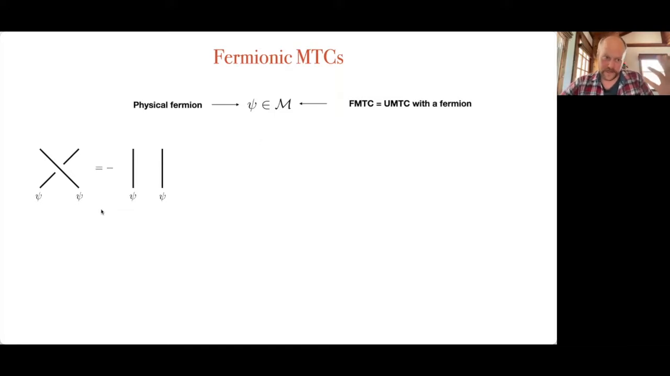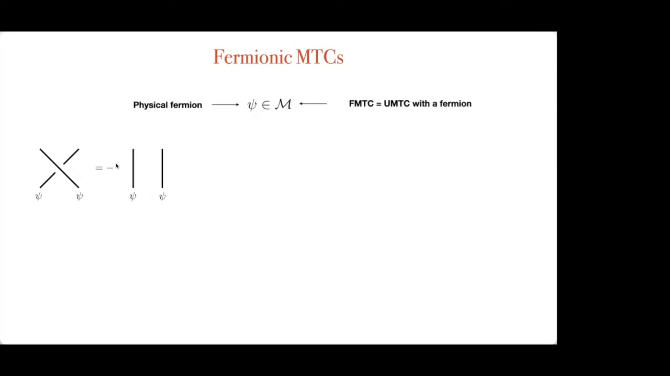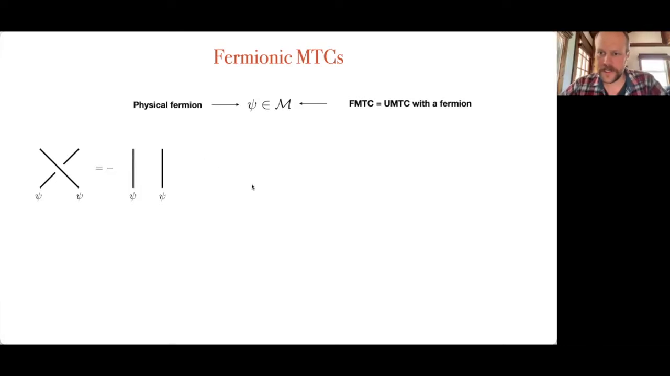Okay, so what is a fermion? Well, in this context, this is the definition. If I take two fermions and I braid them, I pick up a minus sign. That's this sign here. I should ask if there are any questions.